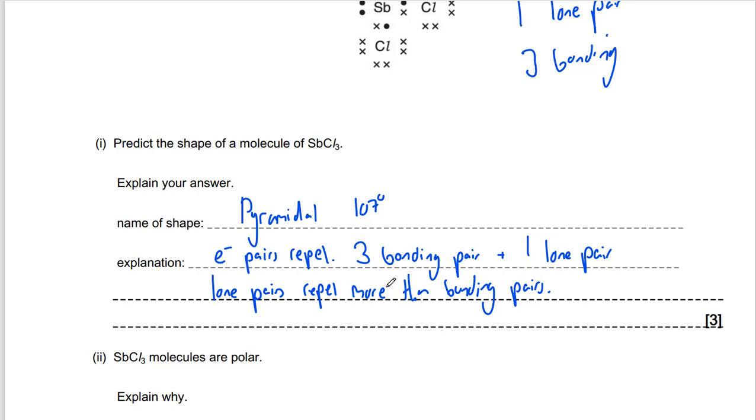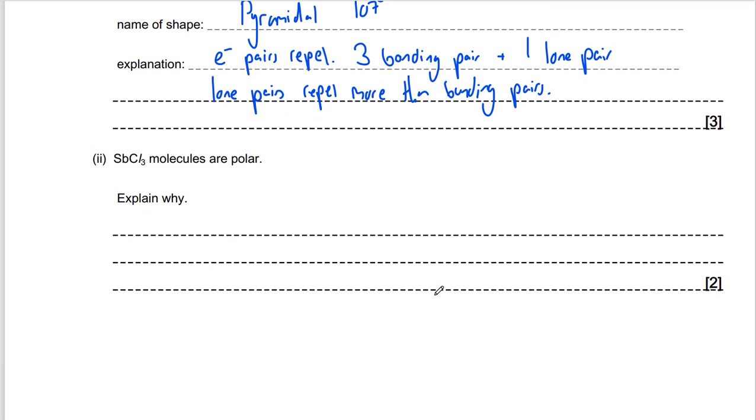So stick that in your head as to how to answer this question. Get the name of the shape, get the bond angle, whatever they're asking for, state that electron pairs repel, that underpins the whole idea of shapes of molecules, state the number of pairs, bonding and lone, and then if there are lone pairs, not always lone pairs, if there are lone pairs, you say that lone pairs repel more than bonding pairs, and that's it. Take the 3 marks and move on with your life.